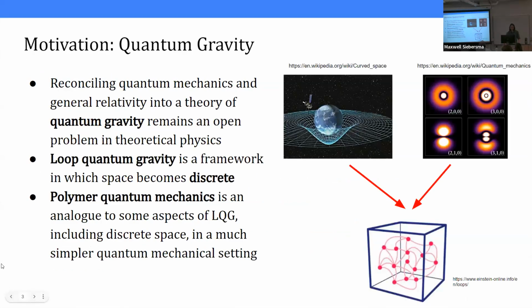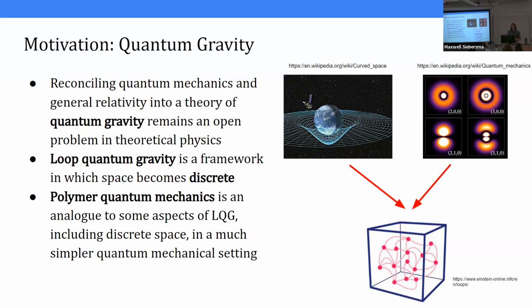So the motivation behind polymer quantum mechanics ultimately stems from the problem of quantum gravity. So we have two physical theories, general relativity, which describes gravity, and quantum mechanics, which describes small stuff, which both work really well in their own respective regimes. But for the past 100 years or so, we haven't been able to fit them together in a way that we can test. And in general, there's a lot of mathematical difficulties with that. But one theoretical framework that attempts to reconcile them is called loop quantum gravity. And in this framework, we get space time becoming these discrete chunks, roughly speaking.